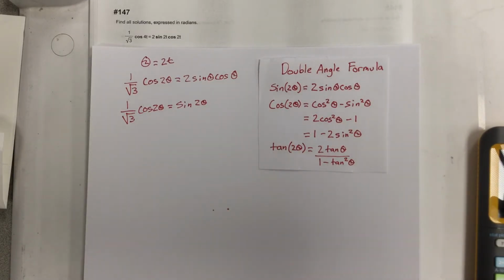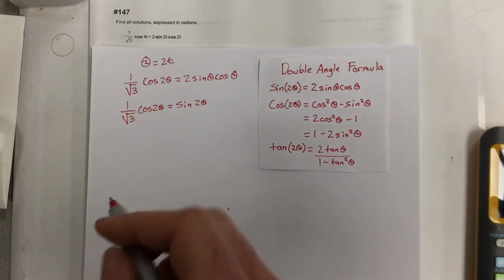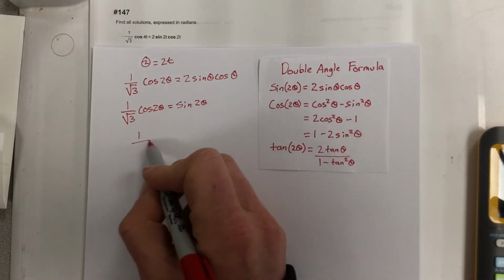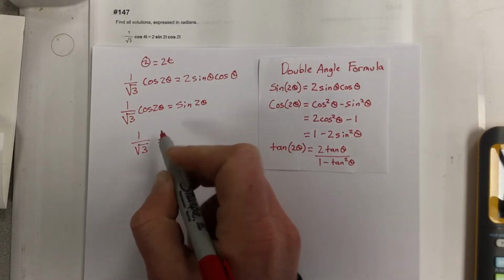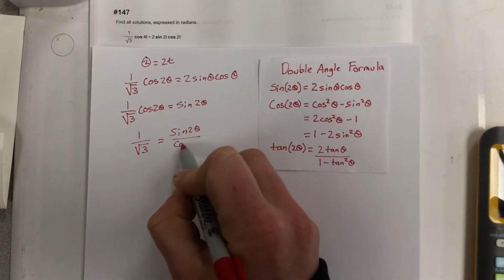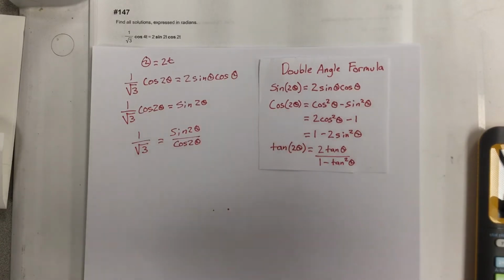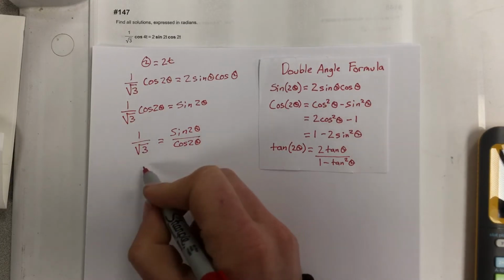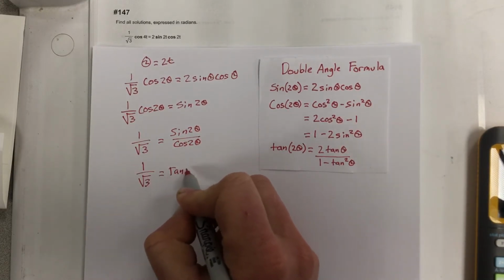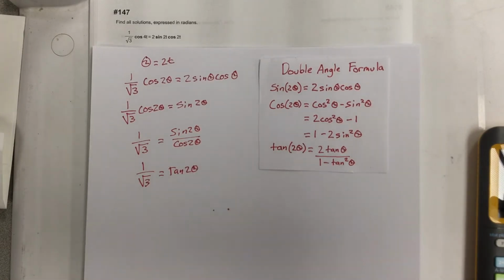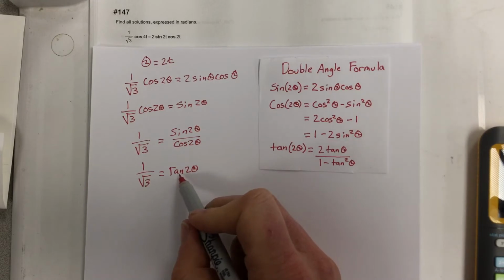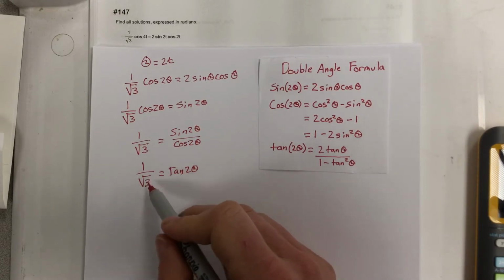And then I want to get the trig functions on the same side because I'm trying to get this down to one trig function. I'm going to divide by cosine 2 theta on each side, and I get 1 over root 3 equals sine 2 theta over cosine 2 theta. Well, sine over cosine is tangent, so I have 1 over root 3 equals tangent 2 theta. So now I'm at the point where I can evaluate this, and I want to figure out when does tangent equal 1 over root 3.